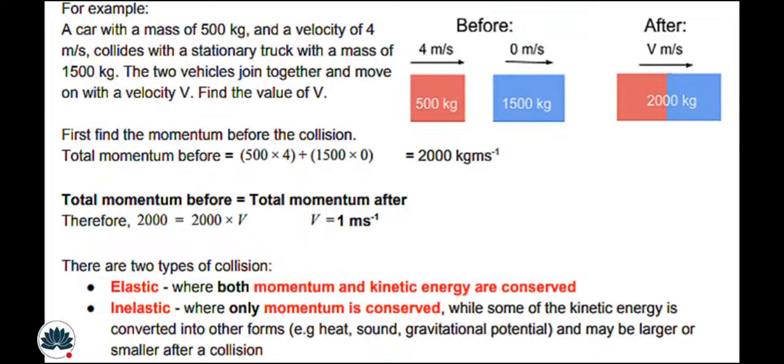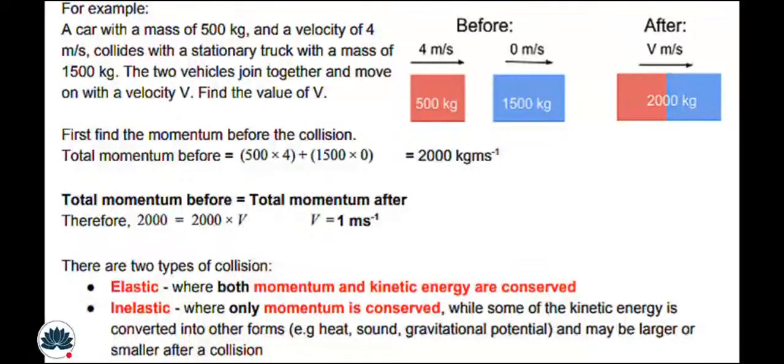So how to find the momentum? As I already told you, mass multiplied by velocity. Total momentum before collision is 500 multiplied by 4 for the red car's mv, plus the blue car's mv, meaning 1500 kilogram mass multiplied by 0 velocity, which equals 2000 kilogram meter per second. Kilogram meter per second is the SI unit of momentum. This will be discussed with the SI base unit derivation in the next video.